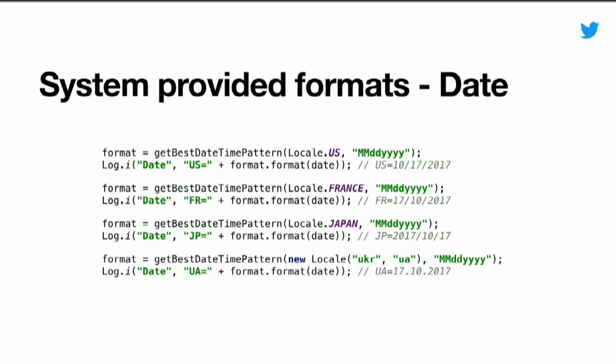And so here are some easy examples. In the United States, we do month, day, year. France, day, month, year with the slash. You know, Japan starts with the year, and then here in the Ukraine. So that should look familiar to all the Ukrainian developers, I hope.